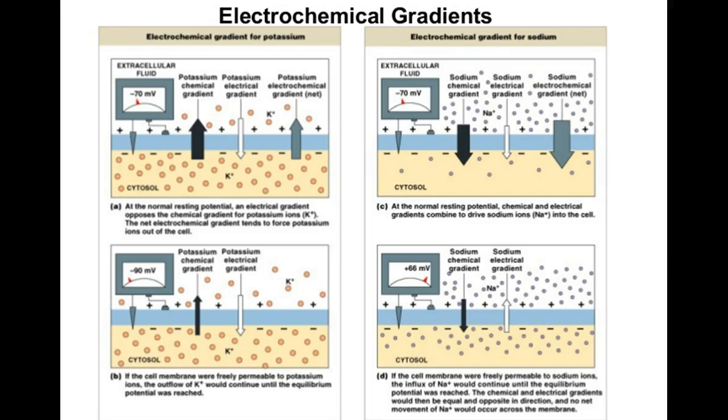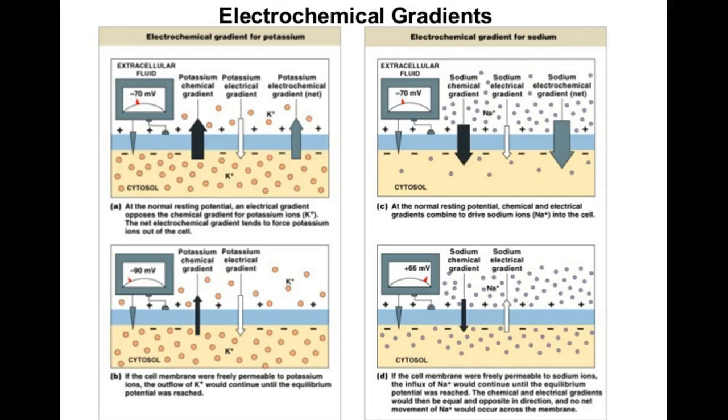The opposing forces, or the types of forces that act on transmembrane or resting membrane potential, one of which is an electrochemical gradient. So that's just putting those two together, putting the chemical gradient and the electrical gradient together and calling it an electrochemical gradient. And so the chemical gradient is the concentration of the ions. The electrical gradient is the separation of charges, positive and negative.